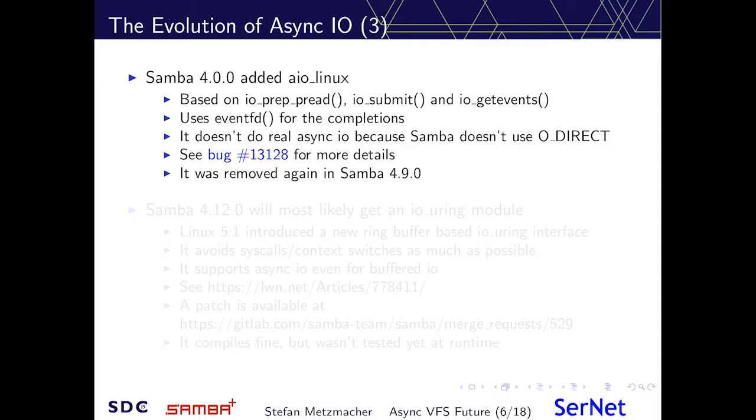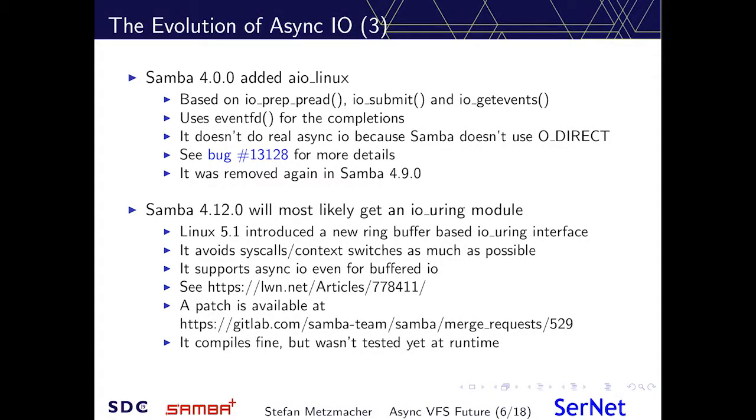Then later, or also in 4.0, we added an AIO Linux module which uses the Linux AIO API with io_prep_pread, io_prep_pwrite, and so on, io_submit and io_getevents. And for completions, it uses the eventfd from the Linux kernel. But this time, again, the API is not really useful for Samba because it requires O_DIRECT to be used. And if you don't do that, there is no async I/O, just synchronous I/O. And in 4.9, it got removed again.